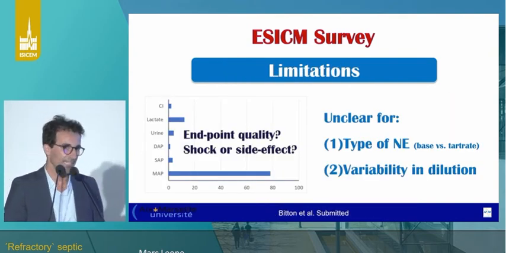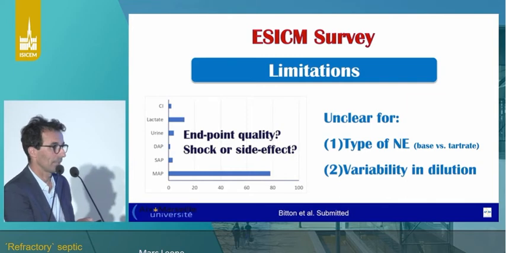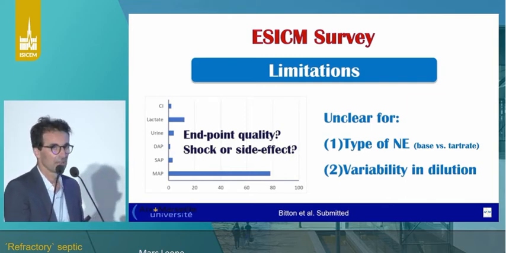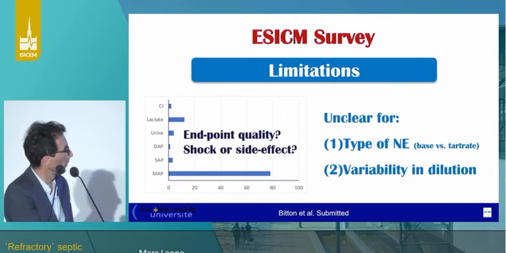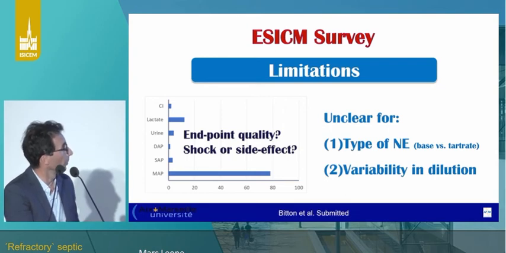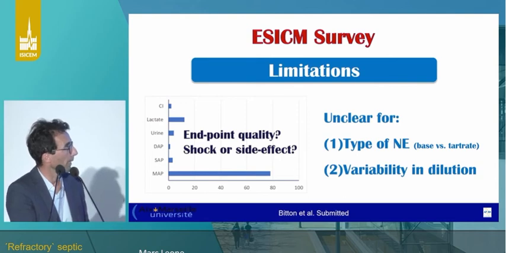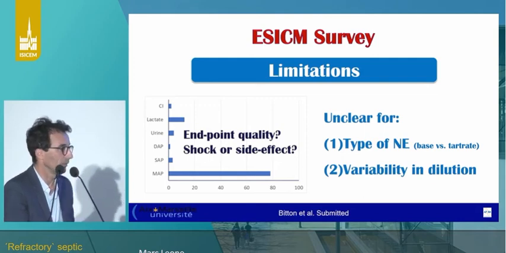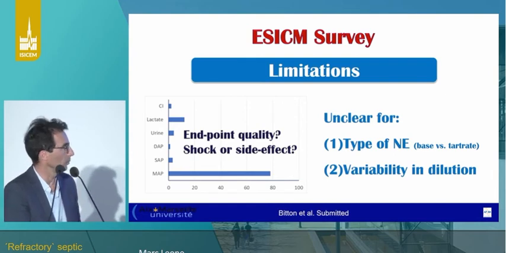There are some limitations. First, most respondents used MAP as the target of treatment, and personally I don't think MAP is a good target. I prefer lactate or something else, but that was the response. Most respondents also didn't know if it was base or tartrate norepinephrine, and they didn't know the dilution used in their unit. So there are some uncertainties on which we need to progress.